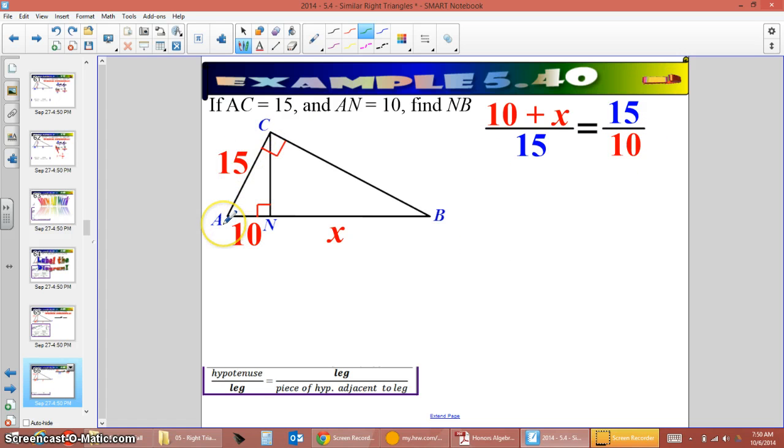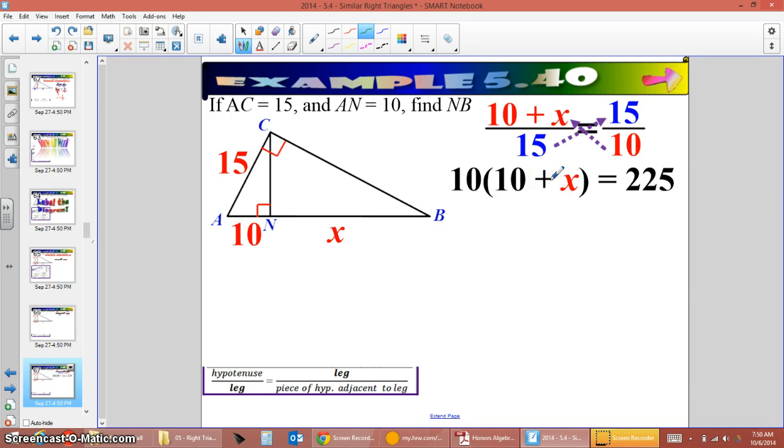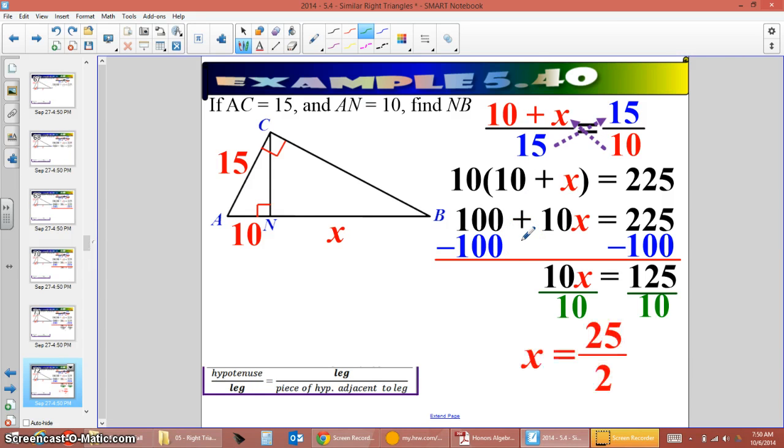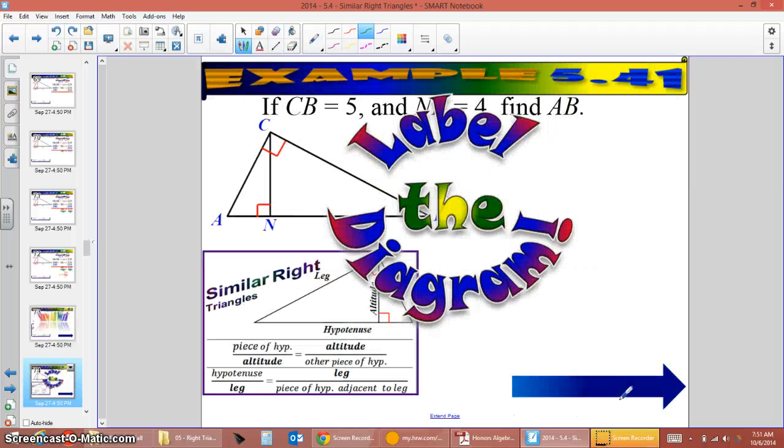They're the same part of the triangle. They're on the left side. That means that I use those. I cross multiply, I distribute, I subtract 100 over, I divide by 10, and end up with x equals 25/2. Okay, that looks like a pretty good question. Expect to see some of these on the test. Like I said, there's about 4 of them that you'll be working out like this. Let's go ahead and look at another example.